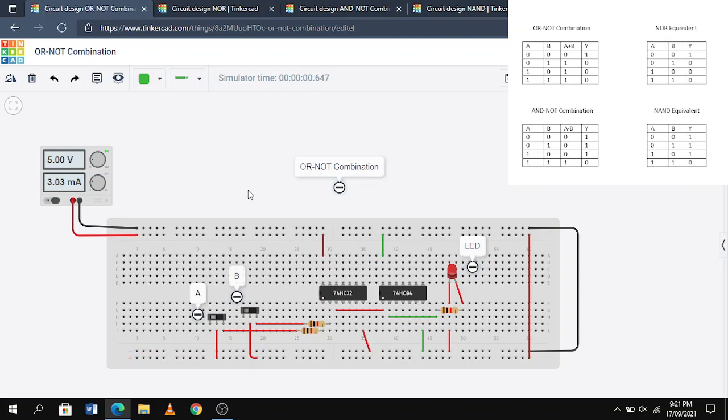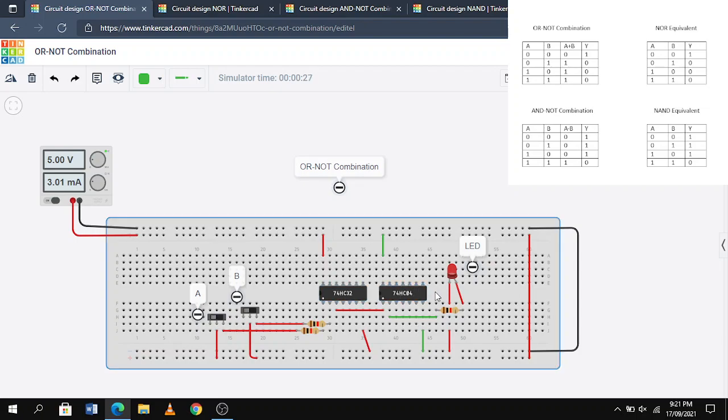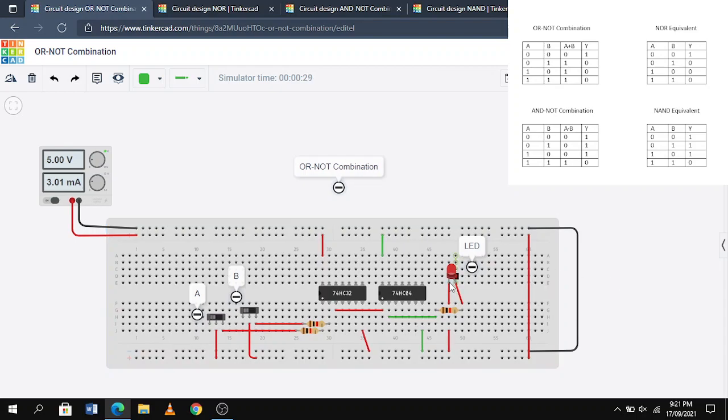So at first we have both at logic 0, the LED is turned on. As you can see from our OR gate, it won't be turned on because it is an OR gate. Either outputs must be 1. So with the help of this hex inverter, the LED is turned on, is at logic 1, because the output coming from the OR gate is a 0. So we have this LED at logic 1.